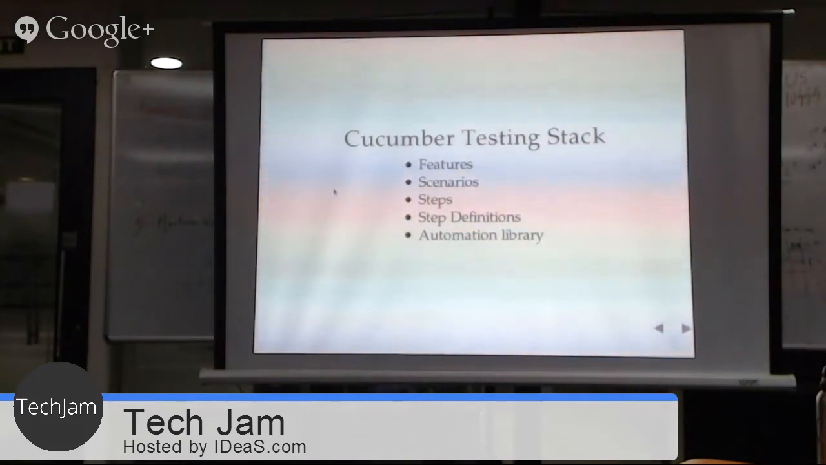Then, in order to implement those steps, you have step definitions. Step definitions are nothing but the implementation of your steps in code, which interacts with your system. While writing the step definitions, you need some gem or library to interact with your application, so we need an automation library. You can use Watir WebDriver, which we'll see in the coming slides, or you can use other gems or libraries to interact with the browser the way you feel like, depending on your application.